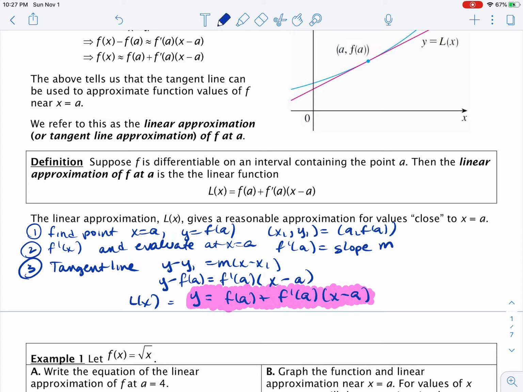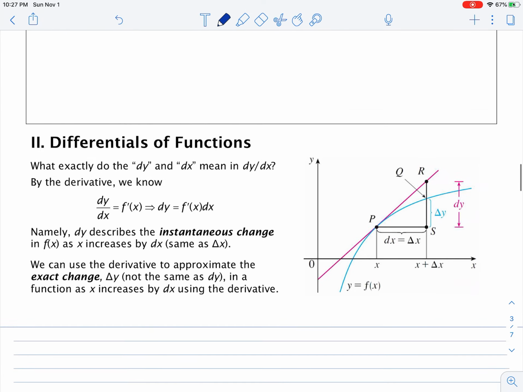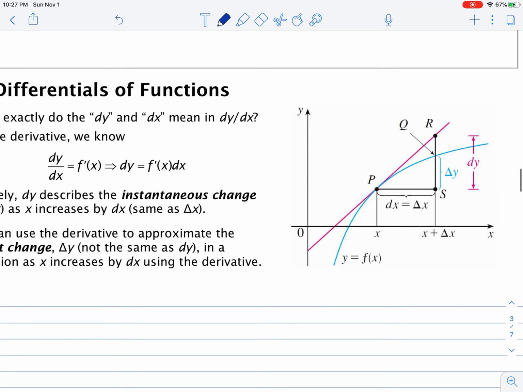It is your equation of the tangent line, and so we can call that our L of x. All right, so if you're ever asked find the linearization or find the linear approximation or find the equation of the tangent line, it means the same thing, and this is your process for doing so.